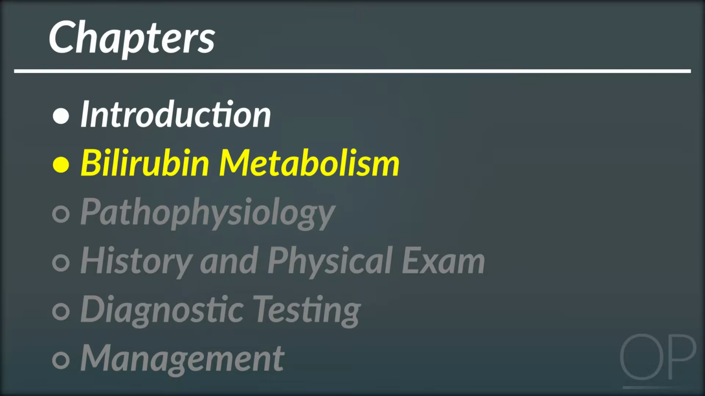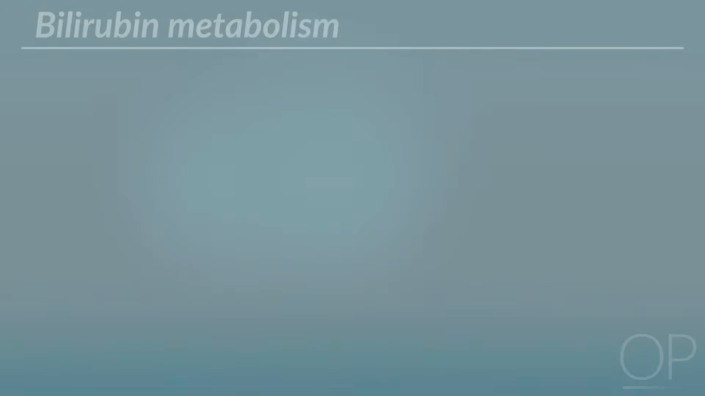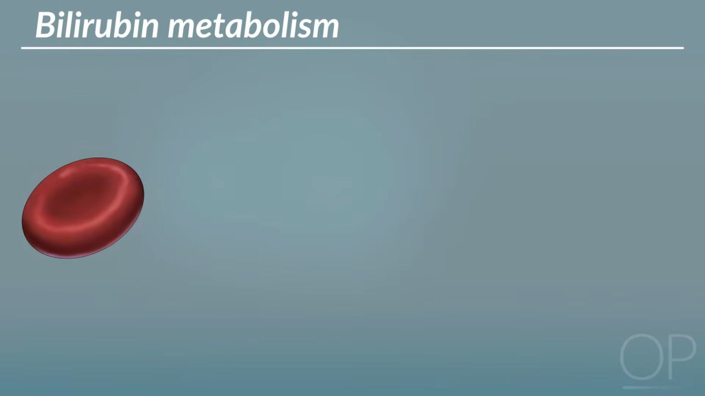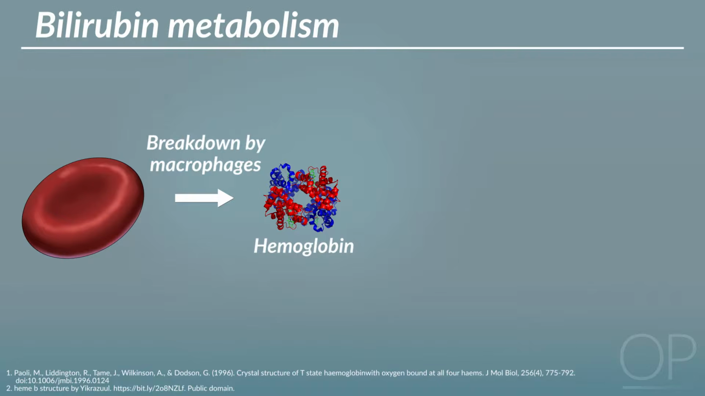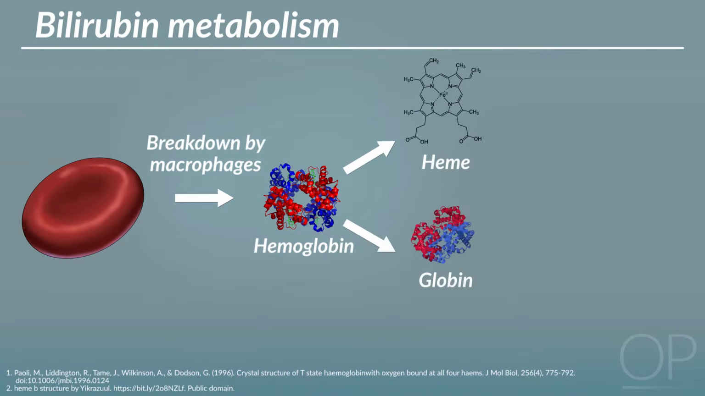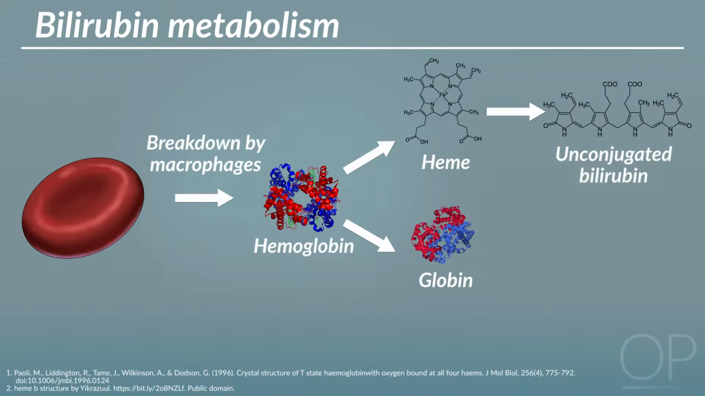Bilirubin metabolism. Bilirubin is a product of red blood cell breakdown. When red blood cells are broken down by macrophages, they release hemoglobin. Hemoglobin is broken down to heme and globin, and the heme is further metabolized to become unconjugated bilirubin.